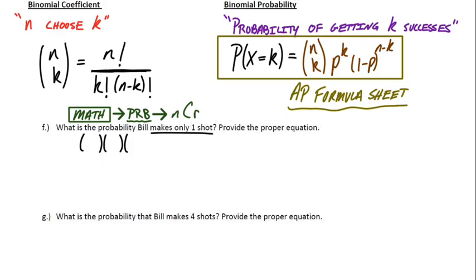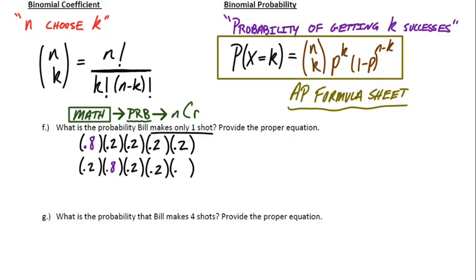So what's the probability Bill makes only 1 shot? Well, let's start off with, he's going to take 5 shots. So maybe it's the first one that he makes, and the rest of them he misses. So it's 0.8 times 0.2 times 0.2 and so on. But obviously that's not the only way, right? What about a scenario where, let's put down the 5 shots again, he misses the first shot, but makes the second shot, and then misses the other 3.